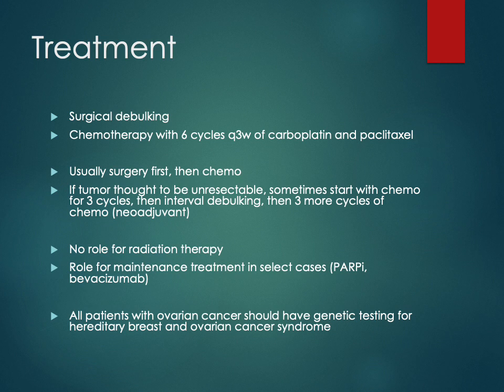There is no role for radiation therapy in ovarian cancer, but we do use, in select cases, some additional therapies, including PARP inhibitors and bevacizumab, which is an anti-VEGF medication. And it's really important, and something that you'll see on CREOGs, that all patients with ovarian cancer should have genetic testing or be offered genetic testing for hereditary breast and ovarian cancer syndrome.